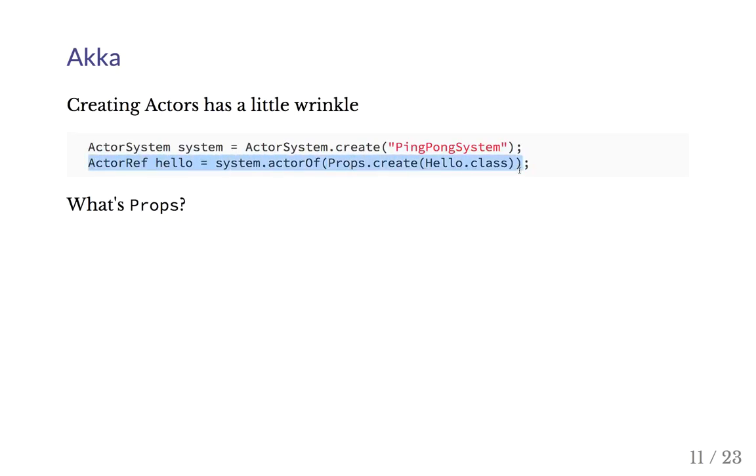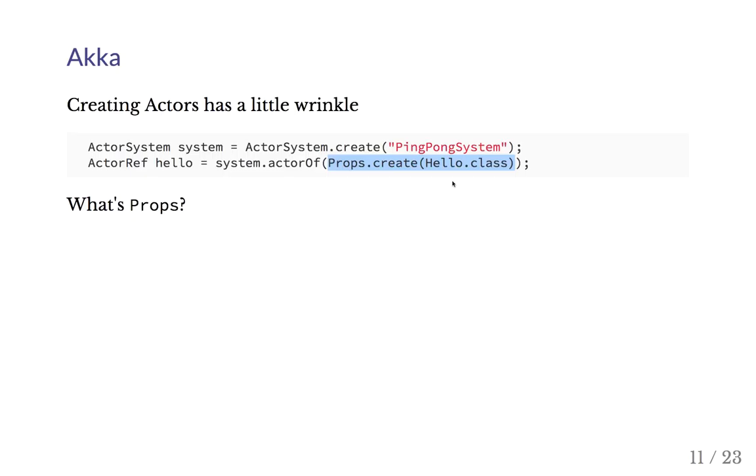But this next line here is a little bit unusual looking, perhaps. We've said ActorRef hello is system actorOf Props.create(Hello.class). What's Props? Well, Akka as an actor framework tries to be a bit clever. It tries to make it so that you can set it up so it's relatively transparent whether that actor you're talking to is in the same process, the same Java virtual machine as you are, or whether it's actually sitting on a different machine across the network. In either case, you can post it a message and it will respond to it.